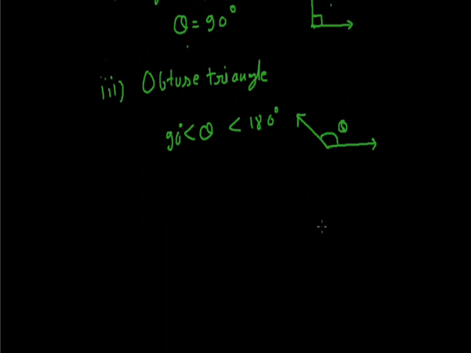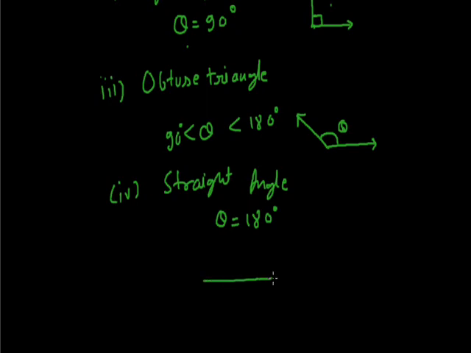After obtuse, we come to the straight angle. The measure of the straight angle is equal to 180 degrees. An angle whose measure is 180 degrees, we will call a straight angle. And you can say two opposite rays making an angle of 180 degrees. These are the two opposite rays which make an angle of 180 degrees.